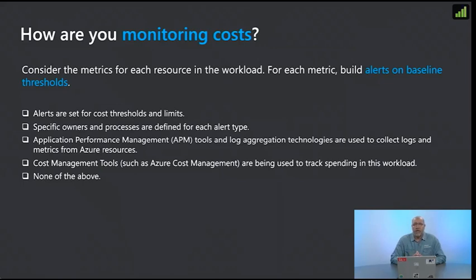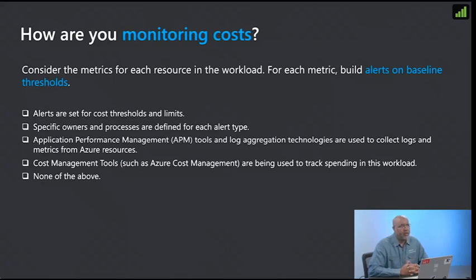Alerts are set for cost thresholds and limits. This is to ensure that if any budget is close to the threshold, the cost owner gets notified to take appropriate actions on the change. Specific owners and processes are defined for each alert type. Having well-defined owners and response playbooks per alert is vital to optimizing operational effectiveness. For example, the budget owner should be made aware of capacity issues so that budgets can be adjusted and discussed.